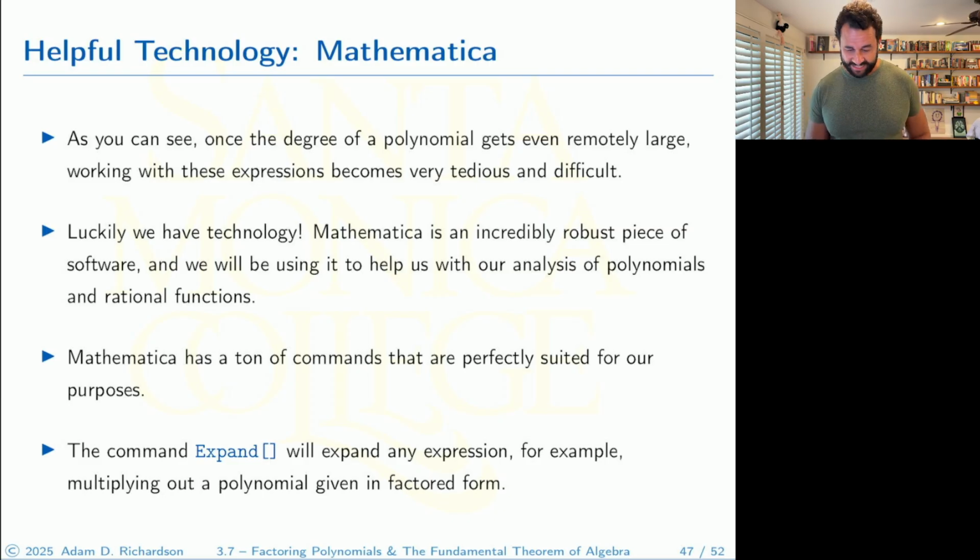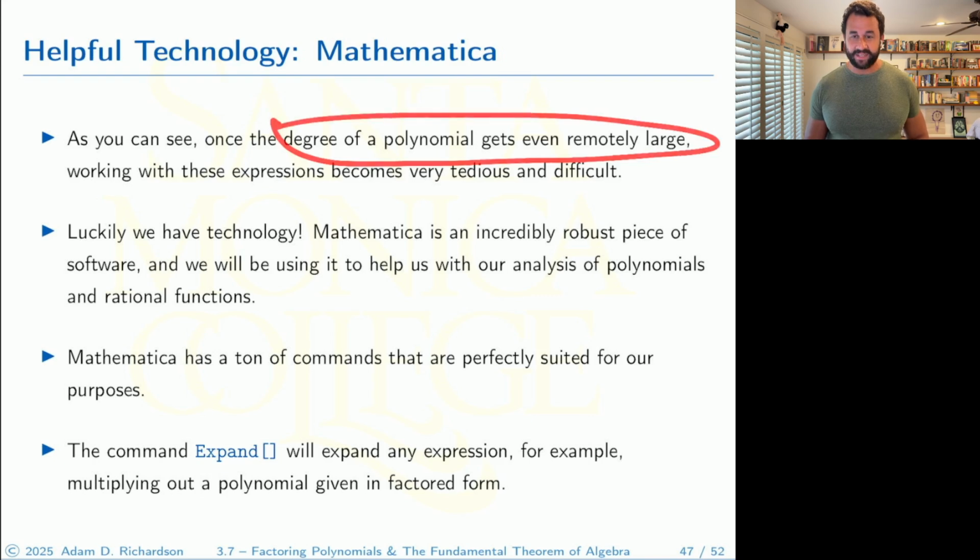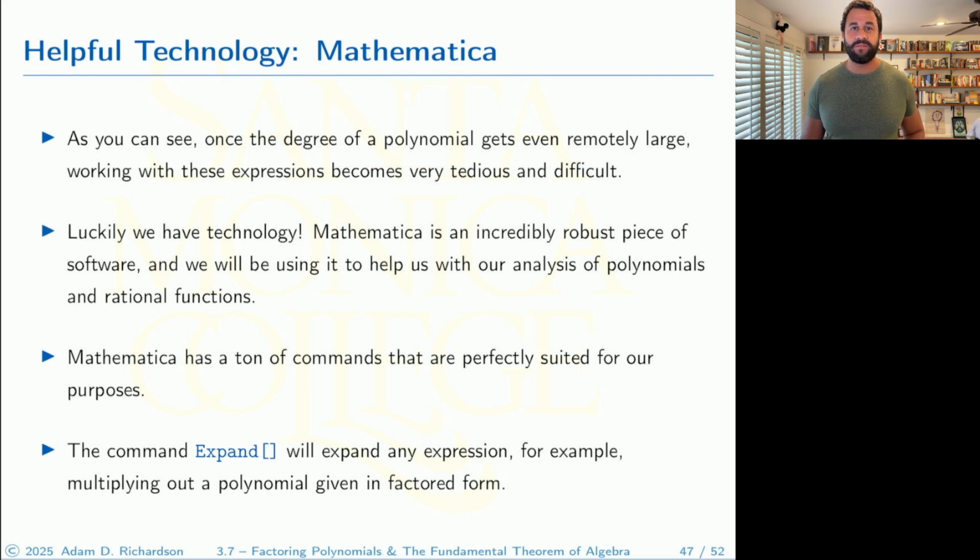So, as you can see, once the degree of the polynomial gets even remotely large, even degree 5 kind of makes me wince a little bit, then working with these expressions becomes really tedious and difficult. But luckily, we have technology. We have the technology, okay? Mathematica is one form of this technology. There's a ton. This is why you want to at least be somewhat familiar with mathematical technology. This technology can do everything we've just done way faster than you will ever be able to do it.